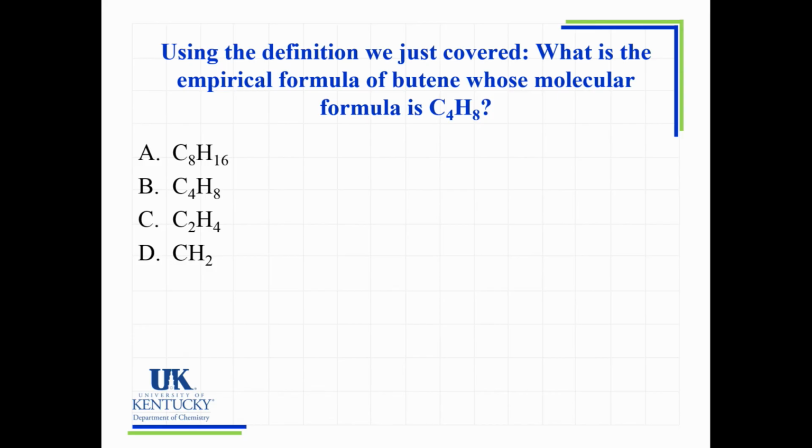Well, if you selected CH2, you'd be correct, because if we divide both of these by 4, we would have 1 carbon and 2 hydrogens. Now notice we don't write it as C1H2. If the subscript is a 1, there's one of those things, we leave that subscript out. So it's just CH2. We don't write the 1 in there.